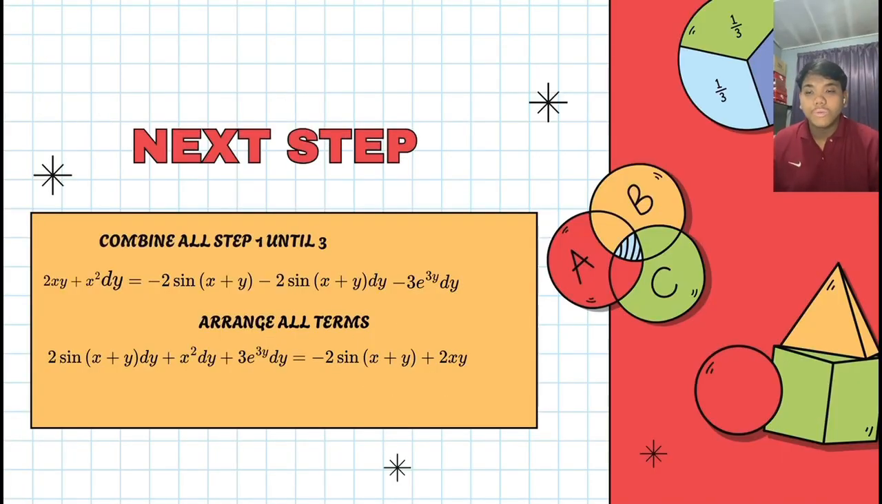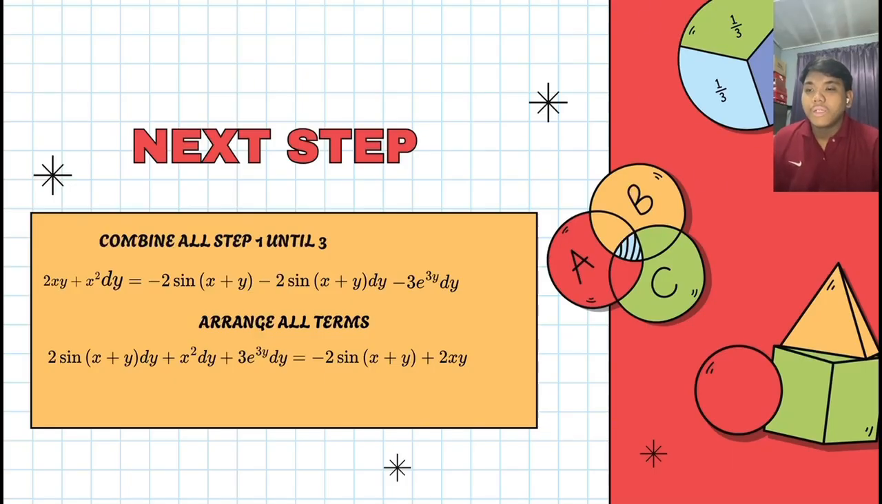After we are done using all the functions, we have to combine steps 1 to 3 in the question. So we have to replace it. First of all, we write again 2xy plus x squared dy equals negative sin(x plus y) minus sin(x plus y) dy minus 3e to the power of 3y dy. Then after we write it, we have to arrange all the terms. So we bring the dy terms to the left side and the others to the right side.